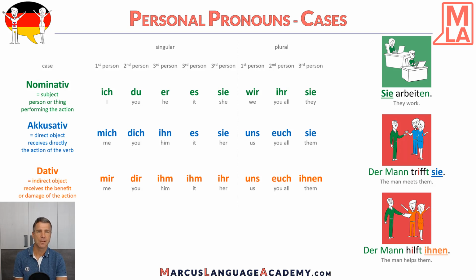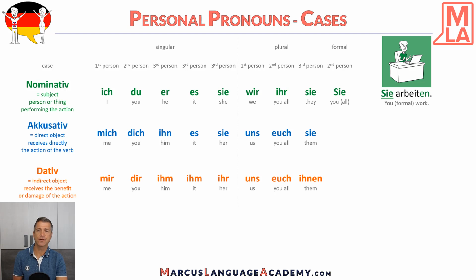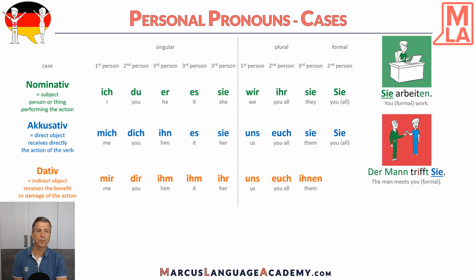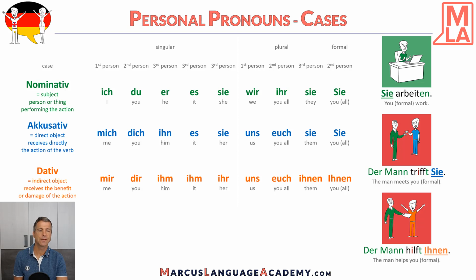And we also have a formal way in German. It doesn't matter if I talk to one person or two or more. We have here Sie and it's always capitalized, so Sie arbeiten in a formal way. Accusative would be der Mann trifft Sie. Also you, formal way, and in dative, der Mann hilft Ihnen. But be careful, it's always capitalized, so we know it's the formal speech.